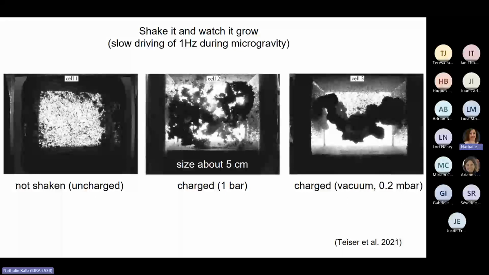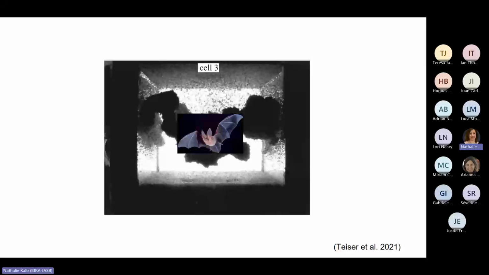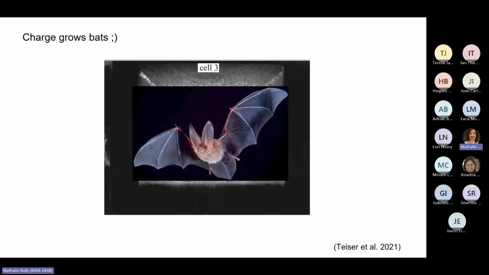And actually, the largest things we do are now the centimeter things. Here the chamber is about 5 centimeters. Those were the preparations for the sounding rocket experiment. This was not shaken before, so it's uncharged. You don't grow much. This was charged by shaking before, but it's at 1 bar atmosphere. And this was also shaken before at low pressure, 0.2 millibars. And if you do this at low pressure, it usually works much better. If you observe this here, it kind of looks like a bed. So charges grow beds, I think, is the message.